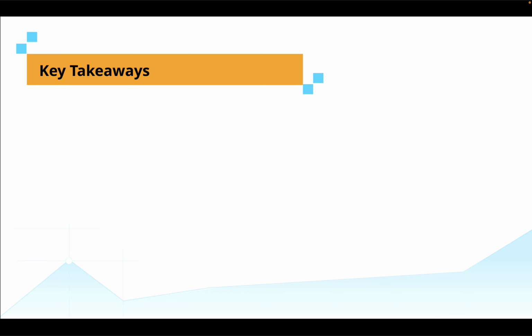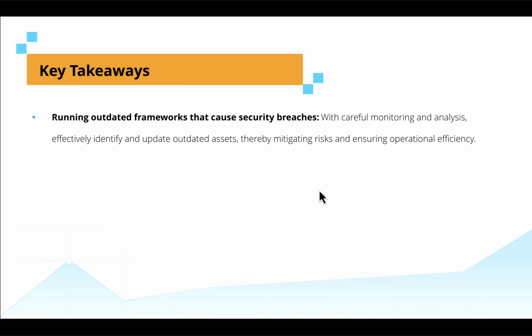Let me quickly summarize the different strategies we discussed over the course of today's webinar. Running outdated frameworks poses significant security risks and leads to increased costs. Regular monitoring and analysis, like the outdated software and hardware disposal reports, help identify and update outdated assets, thereby mitigating risks and ensuring operational efficiency.